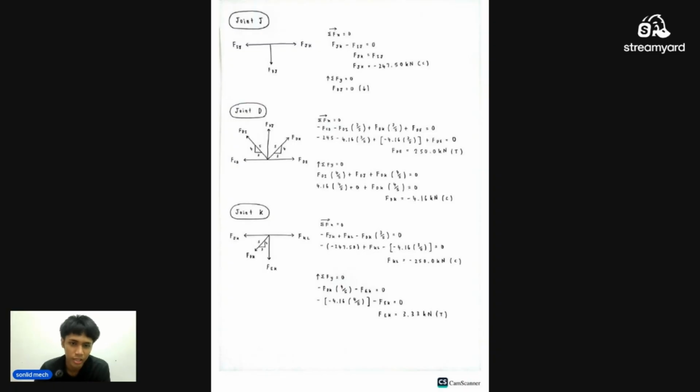Next one, joint K. We need to find the FKL and FEK values. So first, we can find FKL. Total Fx equals to 0. Insert all the information we got before, and we get the value of FKL, which is negative 250 kilonewton in compression. And after that, we can get the value of FEK. Total of Fy equals to 0. Insert all the values we got, and we got FEK equals to 3.33 kilonewton in tension.